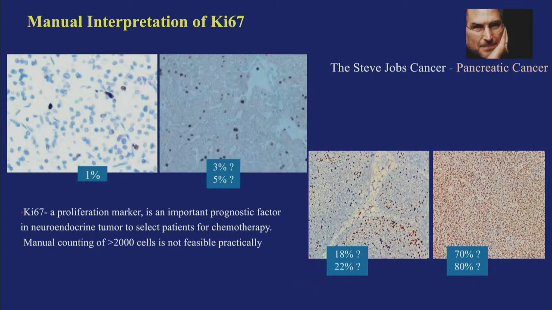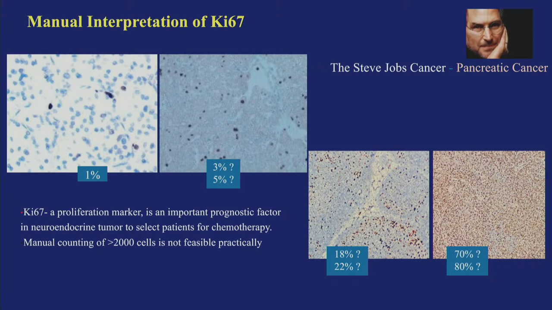Now, in neuroendocrine tumors, you have grade 1, grade 2, grade 3. Grade 1 is when the Ki-67 is less than 2%. Grade 2 is if it is 2 to 20, and grade 3 is more than 20. So pathologists will not have any difficulty in grade 3 because obviously it's very high, it's more than 20. But what is crucial is grade 1 and grade 2.